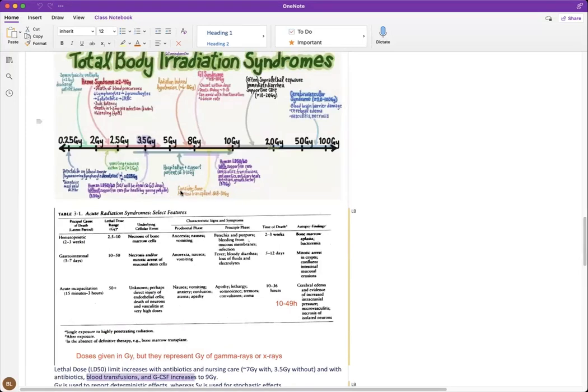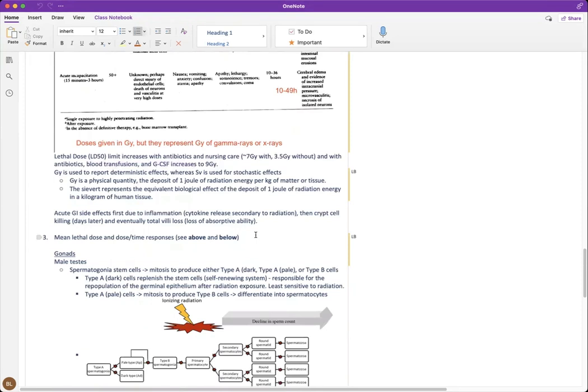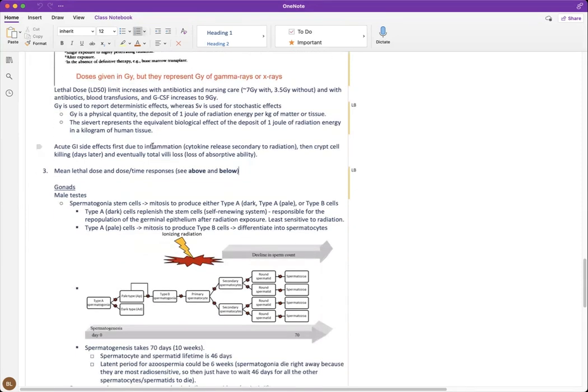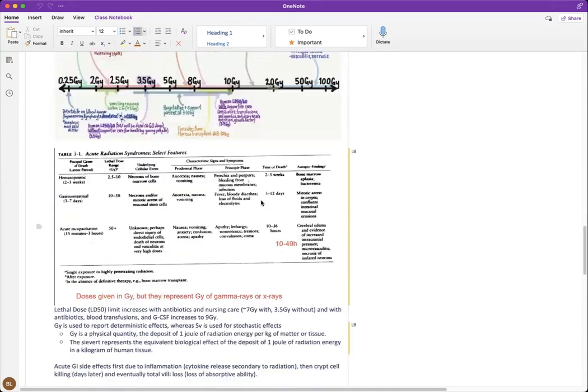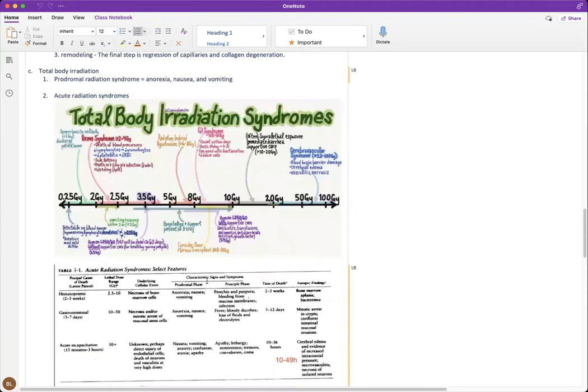That's I think here. So we talked about antibiotics, transfusions, antiemetics, nutrition, growth factor. Okay. Acute GI side effects are first due to inflammation, cytokine release from radiation. Then there's crypt cell killing days later, and then eventually total villi loss, a loss of absorptive ability. So yeah, a handful about this. This is a very popular topic.